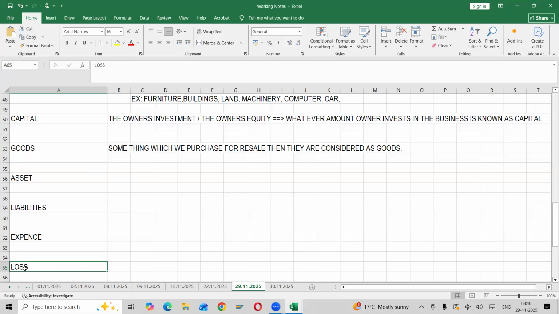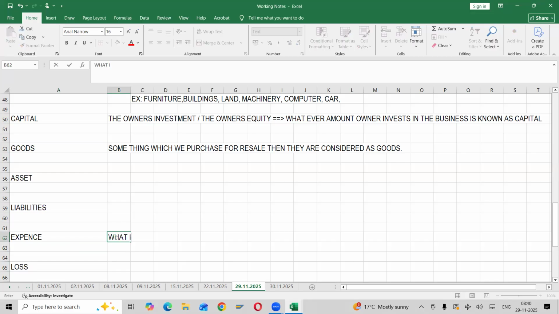Expense is something which we are going to get in return. Cost. By investing something, we are going to get something in return. Correct. I'll tell you in simple words.